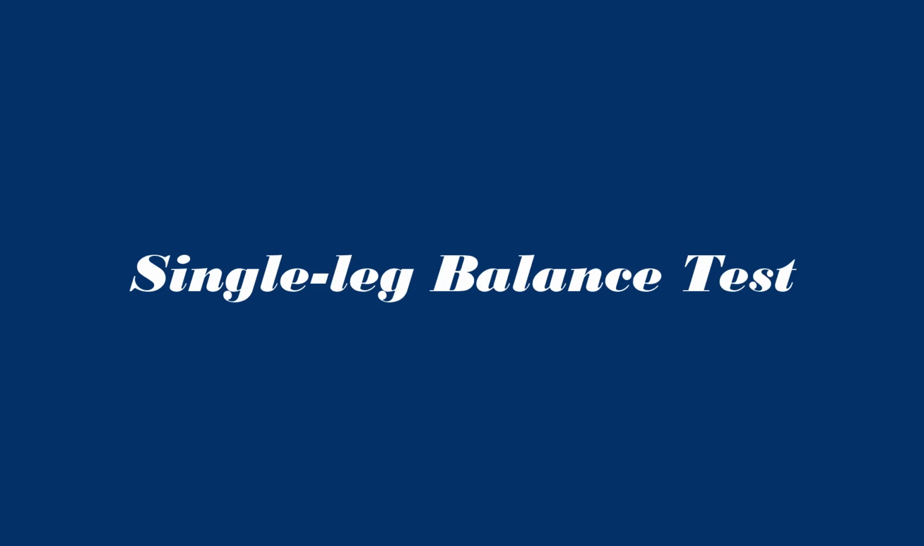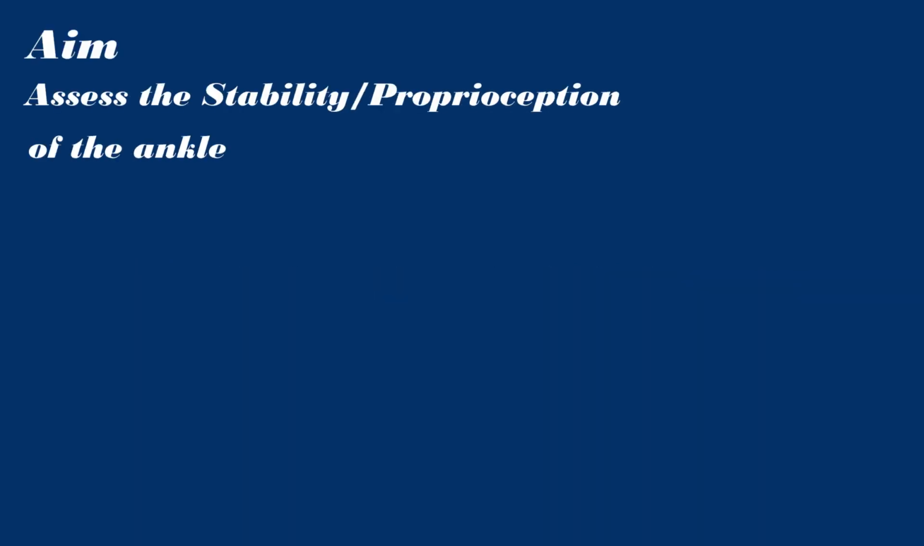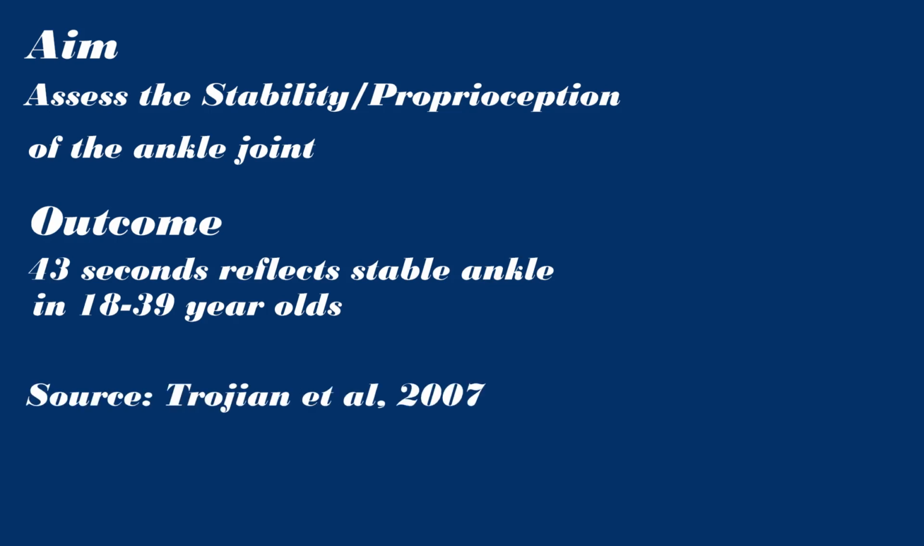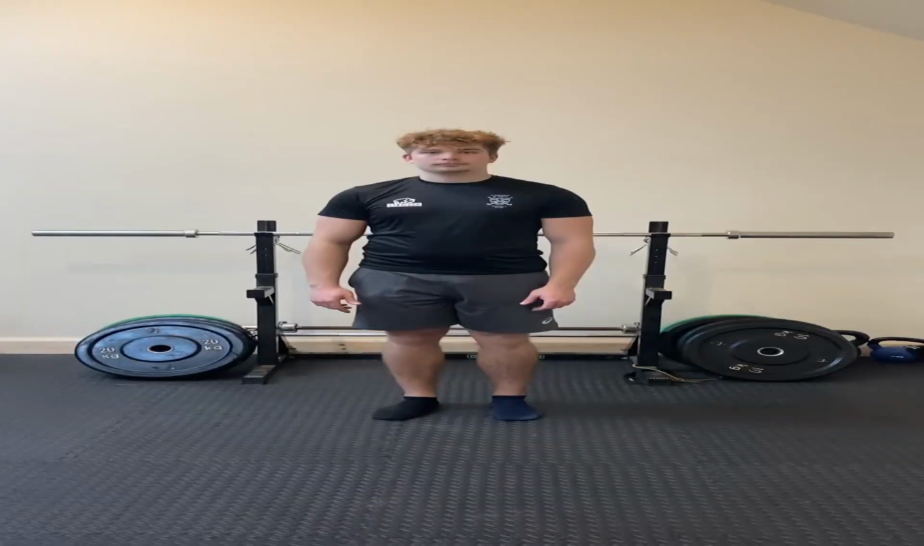The single leg balance test. The aim of this test is to assess the stability and proprioception of the ankle joint. A positive outcome of this test would be 43 seconds, which reflects a stable ankle in 18 to 39-year-olds. Begin by instructing your client to lift their leg to 90 degrees.